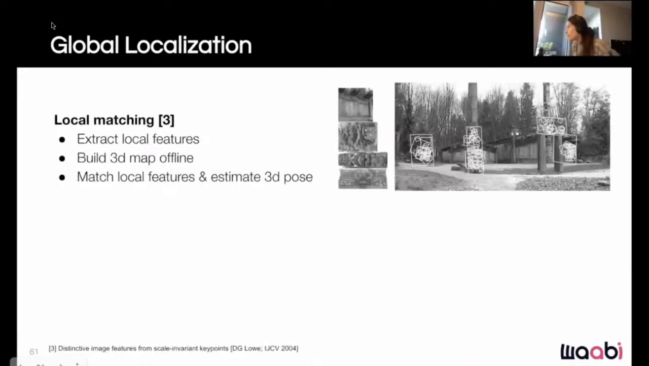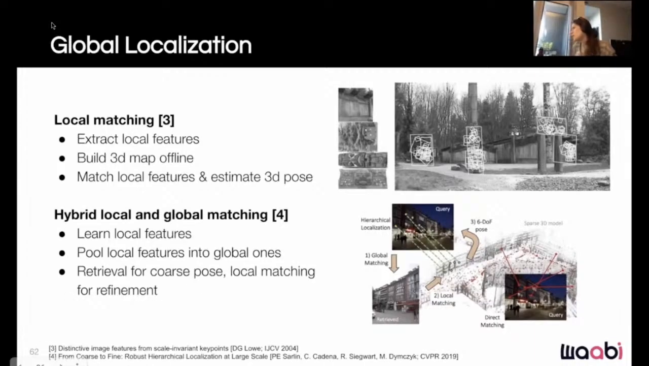Instead of describing the whole scene with a single vector, we can also extract local features, build a 3D scene offline, and do local matching online for localization. And recently, it has become more common to learn the pooling of local features into global descriptors that can be used to obtain a coarse pose that is later refined with local matches. A downside of using local features is that the storage requirements are worse than those of global matching approaches, sometimes by 2 to 4 orders of magnitude.